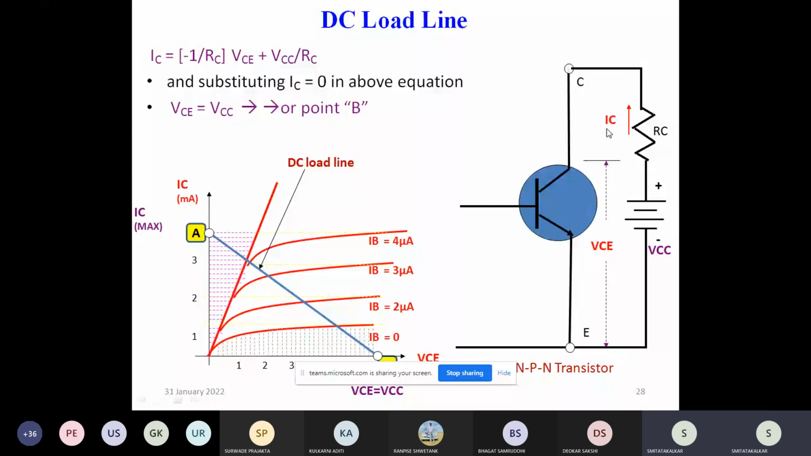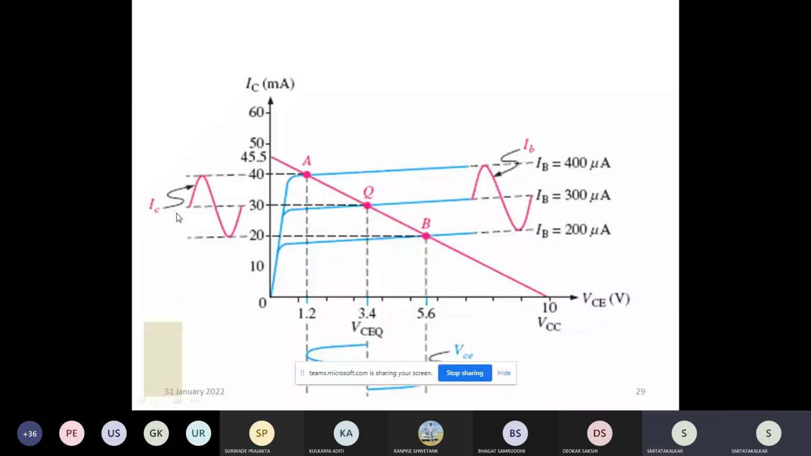and output current, and the center is the Q point, this is the meaning of the DC load line. What is DC? Direct current load line. Draw. This is the DC load line operating point. Here, the operating point. Where is the operating point? At A, if the current is equal to VCC divided by RC, then the voltage is constant. And if VCE is equal to VCC, then here the current is constant.